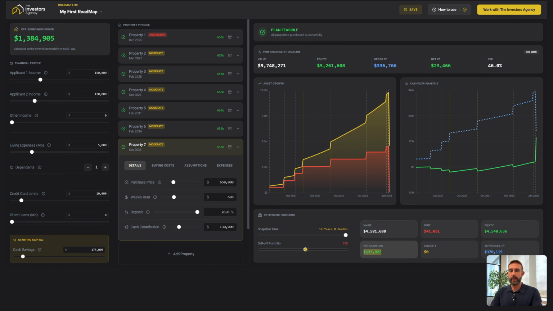In this case, $133,000. Now, again, if this is not enough for you to be comfortable with, we would want to go back into our property pipeline, adjust those figures, and see how many more properties we can get forward and potentially retire with more cash flow if that's our objective.